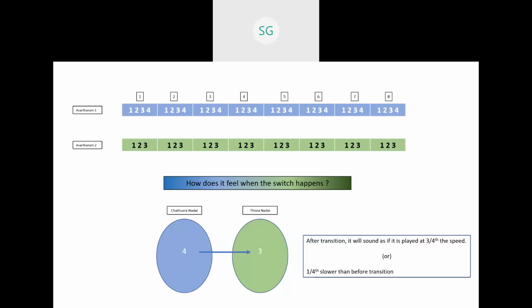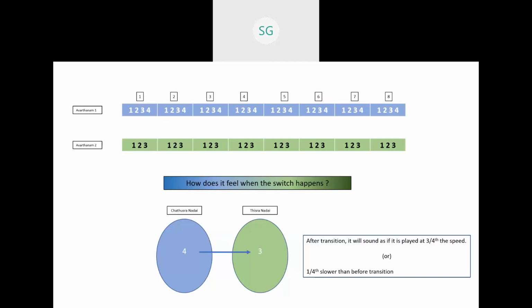You're packing 4 matras to a beat. Now, after the avartanam at samam, you are packing 3 matras to a beat. Obviously it will sound slower, but the important thing is, instead of just saying it will be slowing or fasting, if you can quantitatively tell, if you can put a number to it, then you understand it much better.